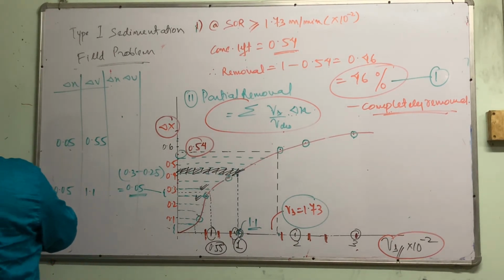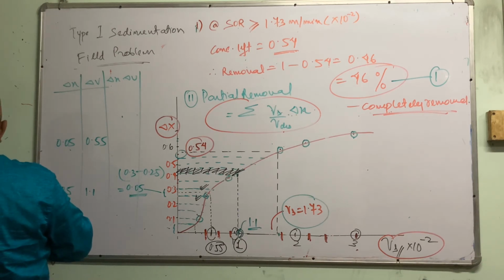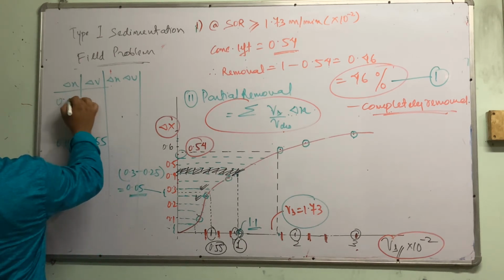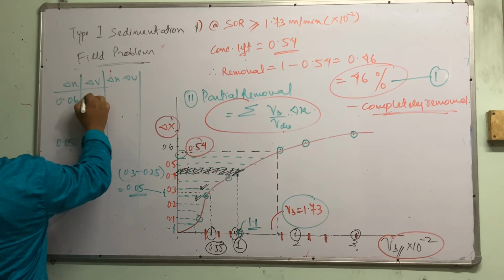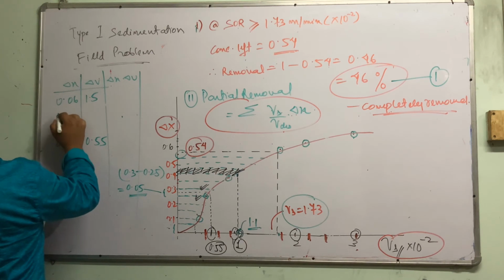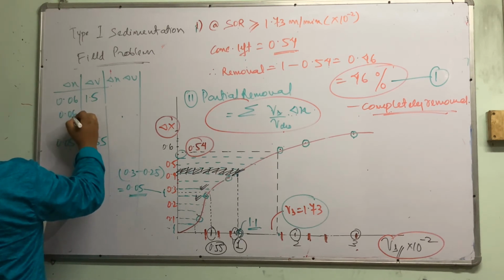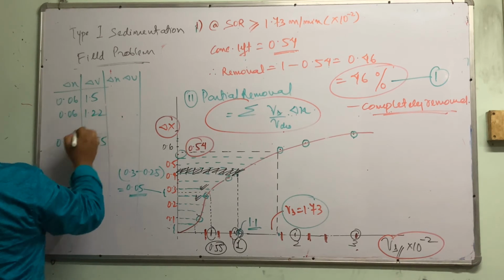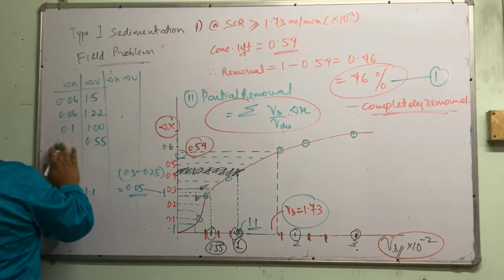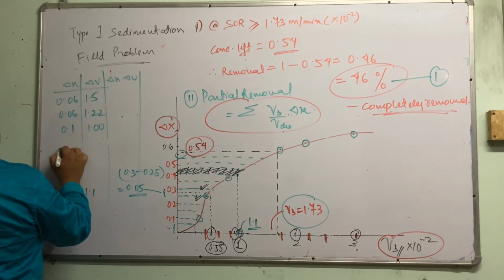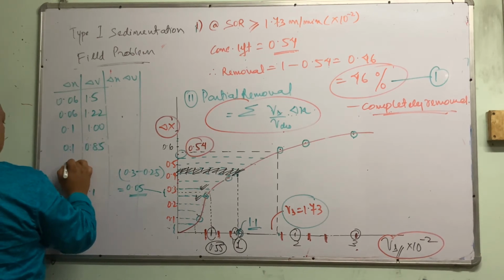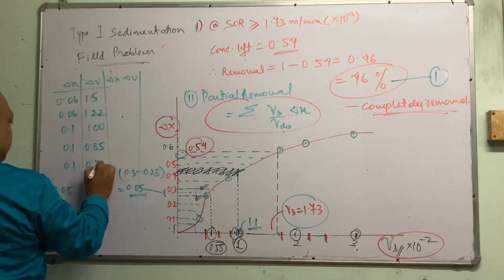So what we observe is, they have taken sometimes 0.06, settling velocity equal to 1.5. Could you please check it out? And then another one is the same 0.06, it is 1.22. And 0.1, it is 1.00. So let me roughly mark my graphical values. Then again, another one is 0.1, it is 0.85.